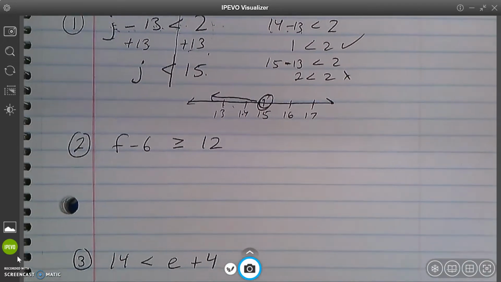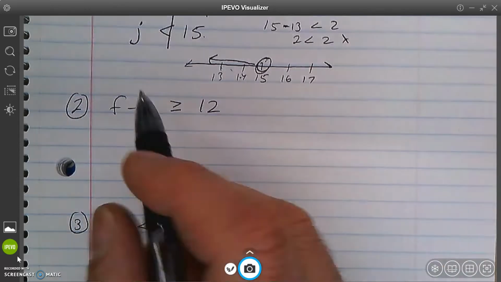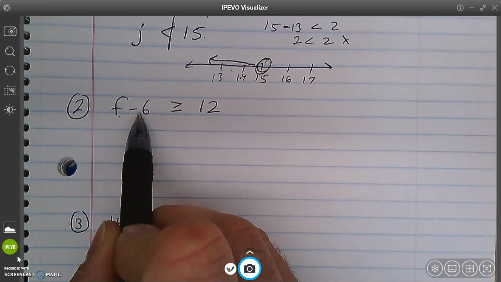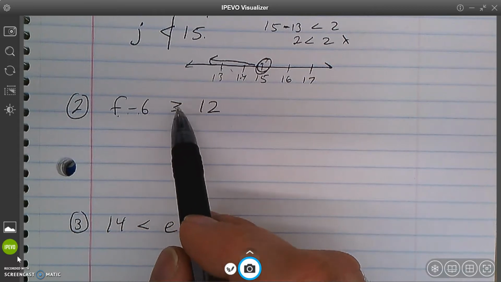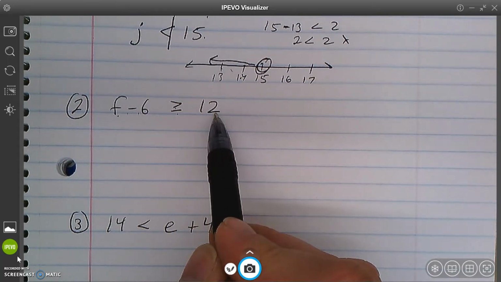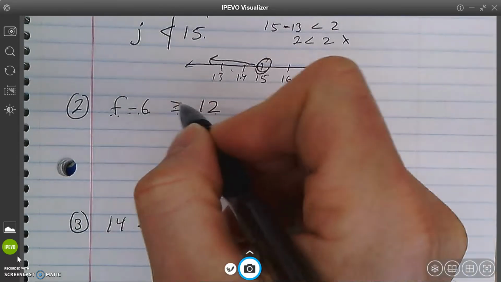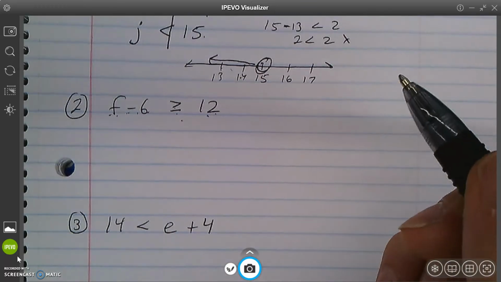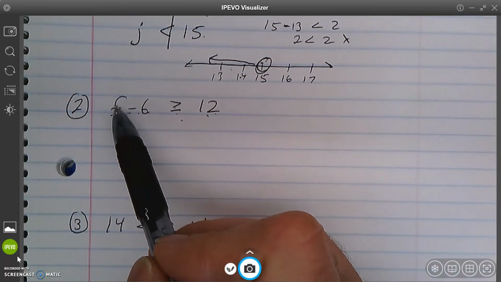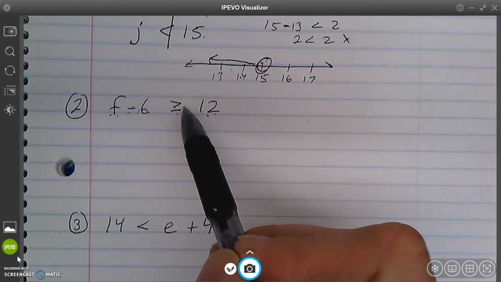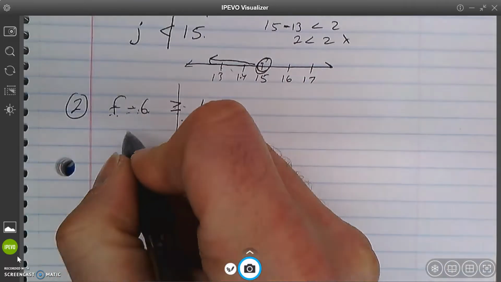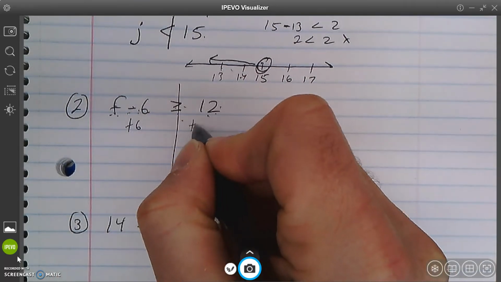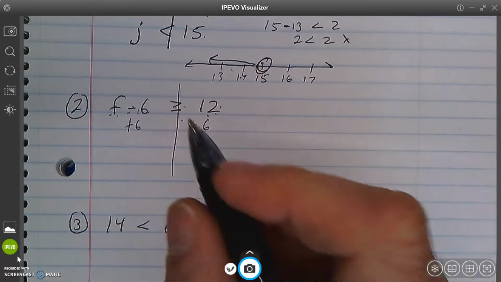Cool. Let's try another one. Number 2. Some number minus 6 has to be greater than or equal to 12. Well, I know 100 would work, because 100 minus 6 is definitely greater than 12. But what other numbers would work? Let's see. Add 6, add 6.